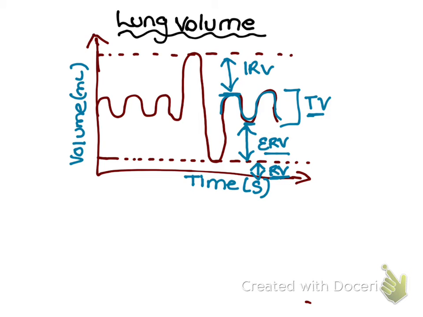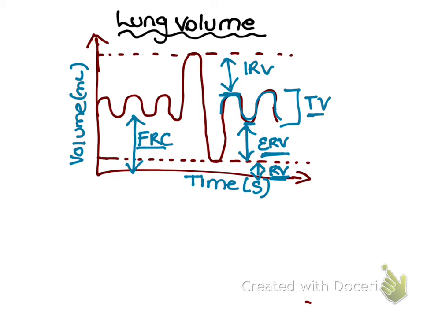Then we have the FRC. FRC is represented by this. As you can see, the FRC is made up of the residual volume and the expiratory reserve volume. And the FRC is the volume of air that remains in the lungs after a normal expiratory breath.